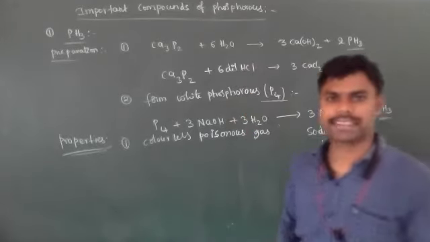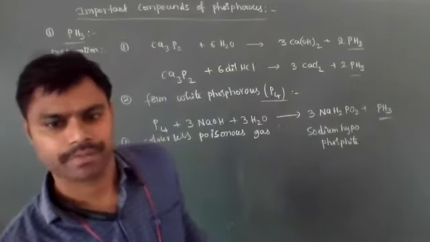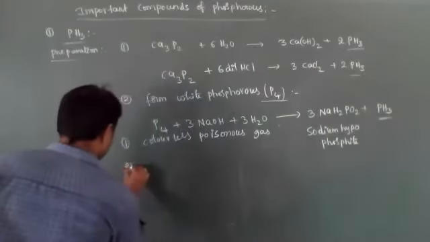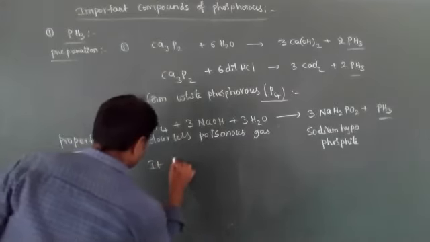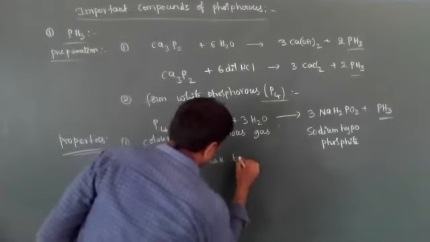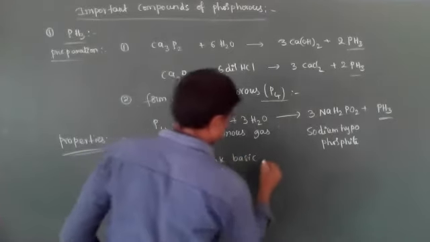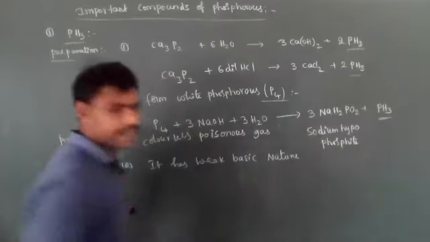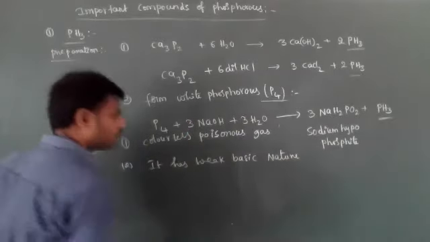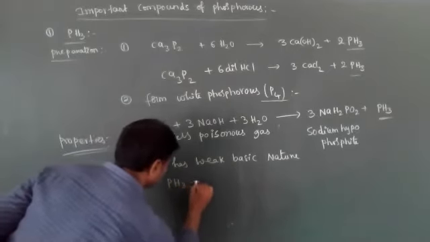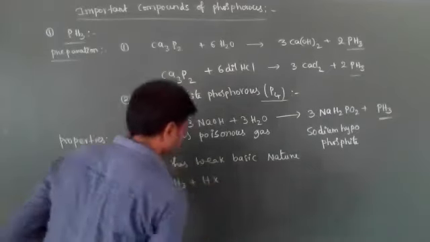Colorless poisonous gas. It has weak basic property. It is a weak basic nature. And how can we identify that weak basic nature? This phosphine reacts with hydrogen halides.